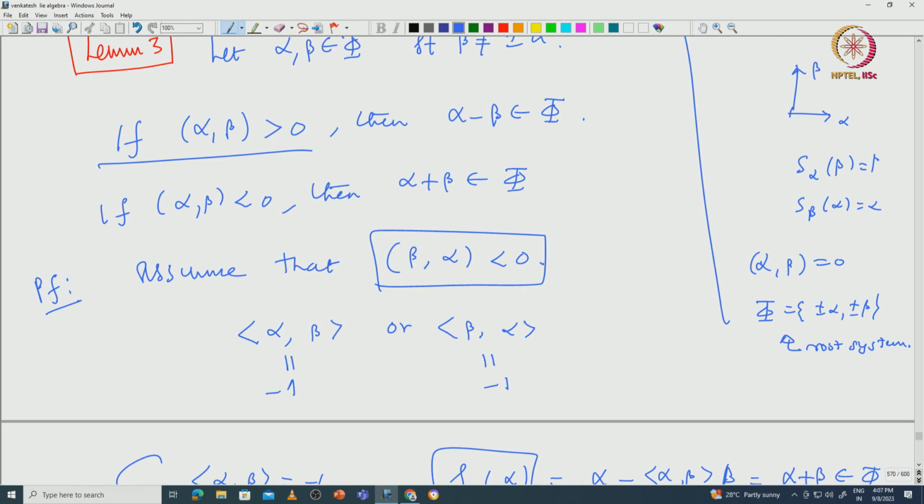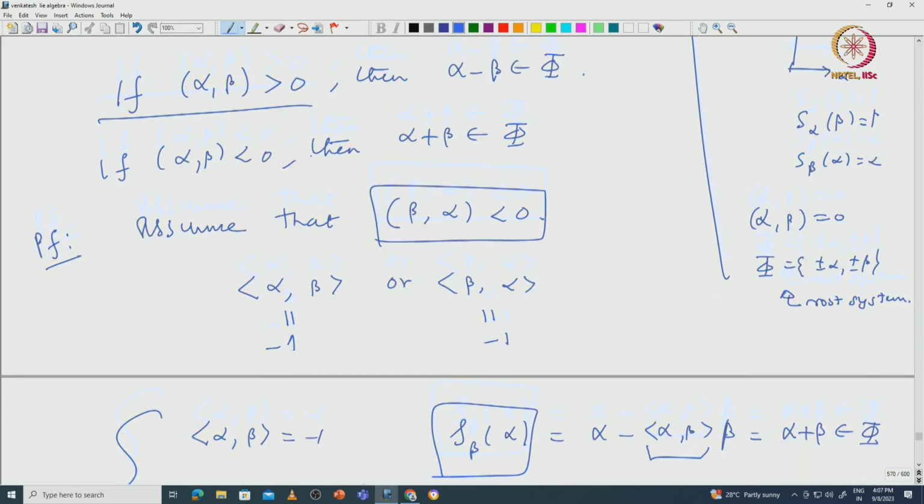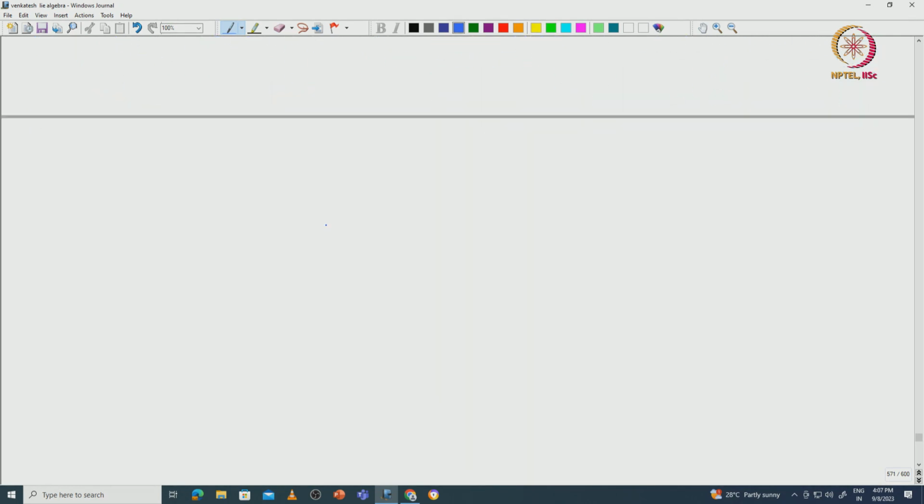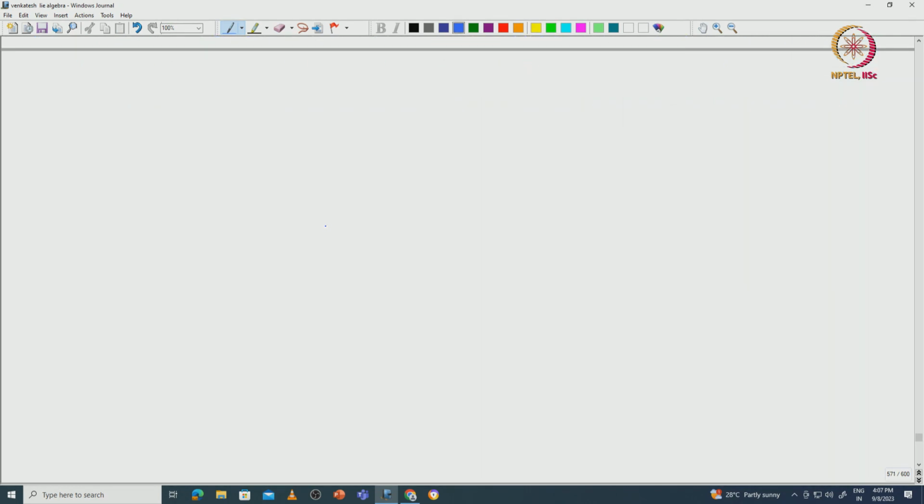So, this lemma is a very useful lemma. In particular, we can conclude many interesting conclusions from this lemma. Towards that, for example, we can actually classify rank 2 or dimension 2 root systems using this lemma. But before that, let us make one important application, which is about the alpha string through beta.